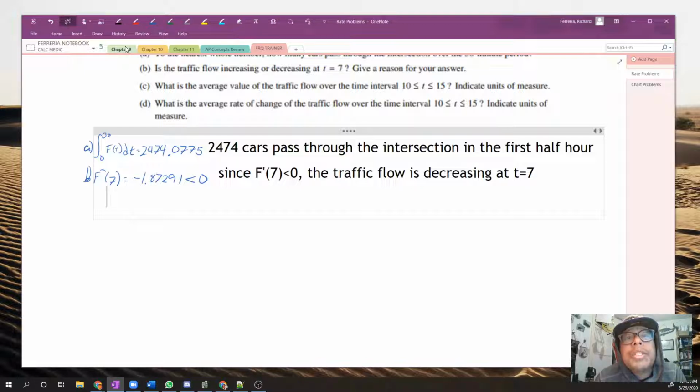What about letter C? What is the average value of the traffic flow from 10 to 15? Indicate units of measure.